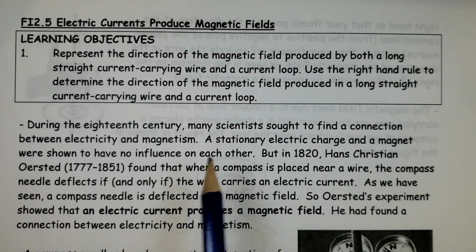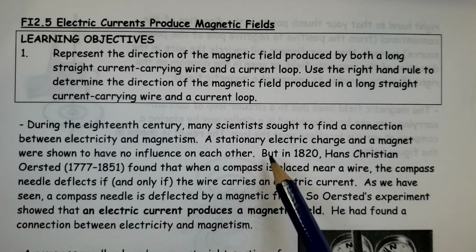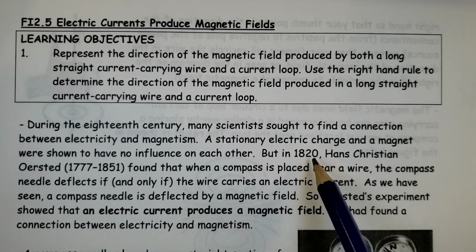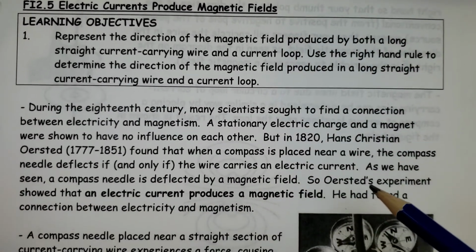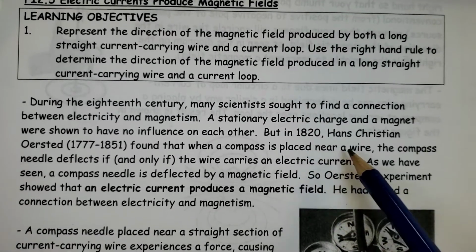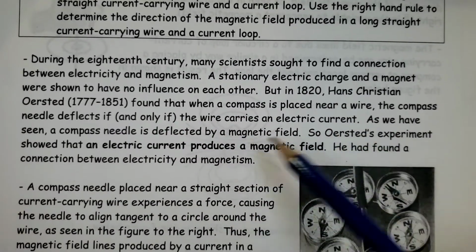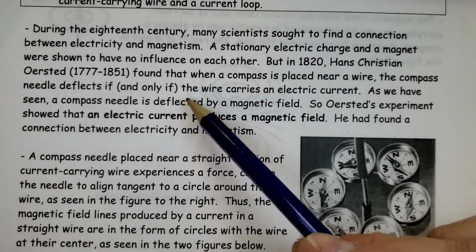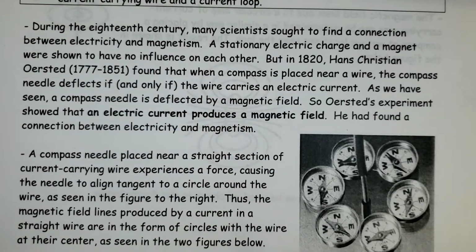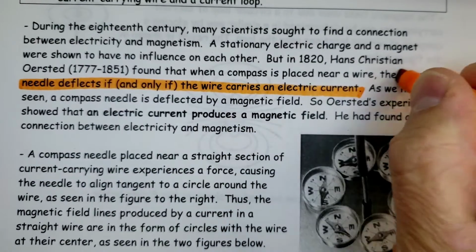During the 18th century, many scientists sought to find a connection between electricity and magnetism. A stationary electric charge and a magnet were shown to have no influence on each other. So charging something using static electricity and magnets, nothing. But in 1820, Hans Christian Ørsted found that when a compass is placed near a wire, the compass needle deflects if and only if there was an electric current going through that wire.